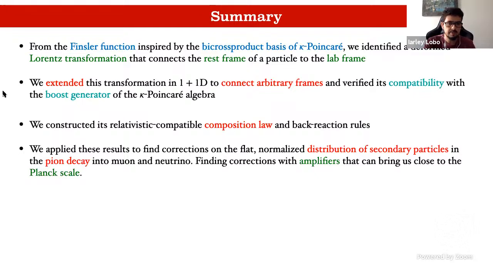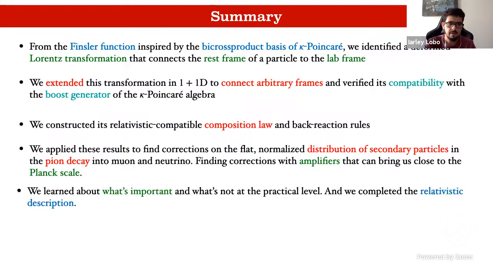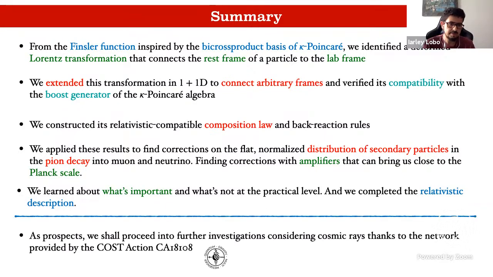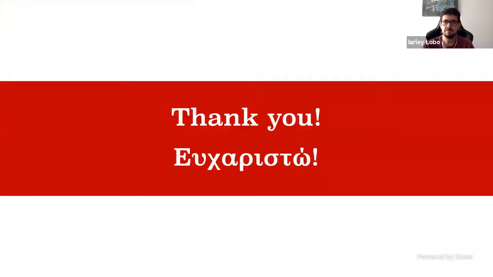And we applied these two results to the case of a pion decay, and we found some amplifiers that are very important when one is considering these phenomenological approaches of cosmic rays. And those can bring us close to the Planck scale, we hope so, just as the case of dilated lifetime particle accelerators had the potential to do that. We learned what's important, what's not important at the practical level, and at the theoretical level, we completed this relativistic description of these transformations. So as prospects, we shall proceed into further investigations, now considering cosmic rays actually, thanks to the network provided by this COST Action. That's it. Thank you very much.